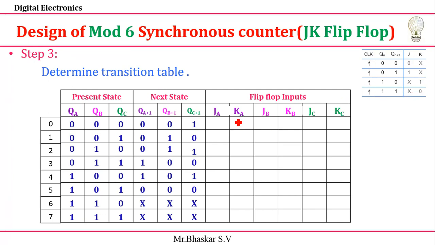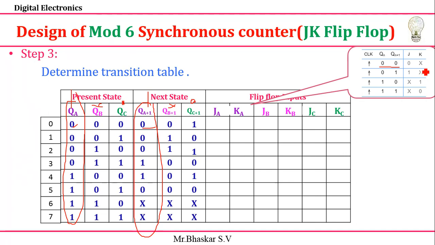So we can predict the J and K by looking at my QA and QA plus 1, as well as QB and QB plus 1, and QC and QC plus 1. Let's check how we are going to do it. First I'm going to look at the column QA and QA plus 1. You already know this, so just observe these two values. If it is 0 0, Qn and Qn plus 1 being 0 0, what is the value you'll get? 0x. Just fill in 0 and x. Similarly, the next value 0 0 is there, 0x. Next also it is 0x.